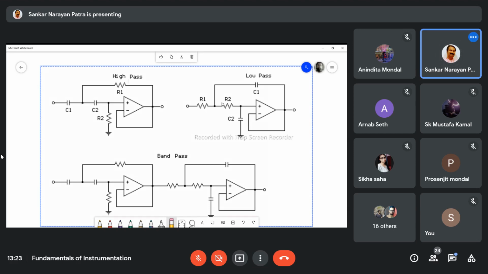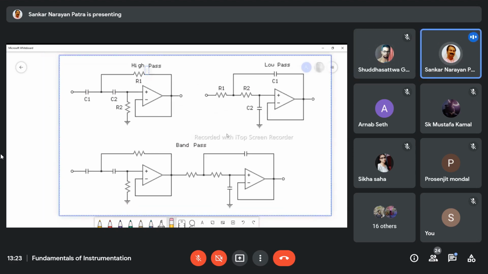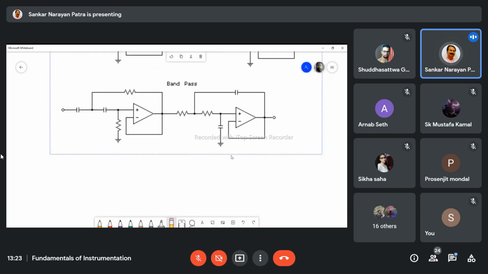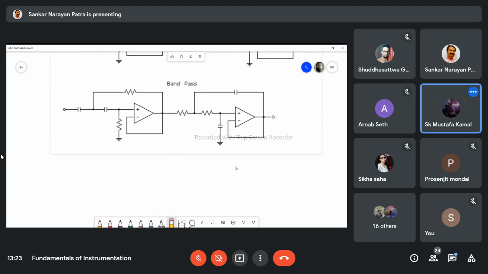Yes, sir. And in the case of a band pass filter there is one high pass filter and one low pass filter. Can you tell me which one is the high pass filter and which one is the low pass filter? Sir, the left one is high pass, the right one is low pass.